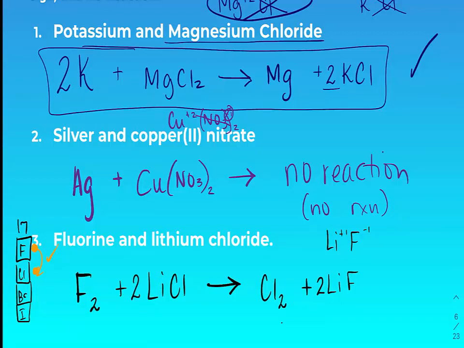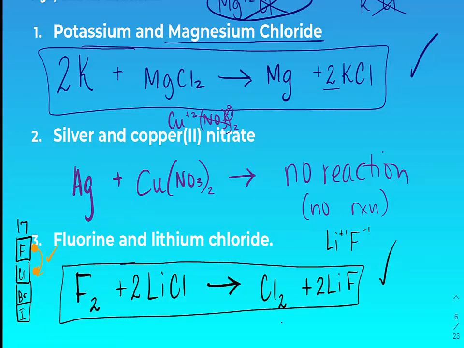And now let's look at chlorine. Chlorine has 2 on the left, 2 on the right. So that equation is good to go. All right, so that is a balanced single replacement reaction. It happened because fluorine was higher on the activity series than chlorine and was able to kick it out.